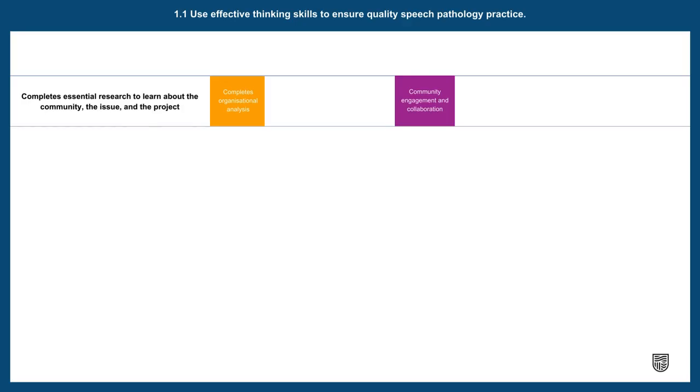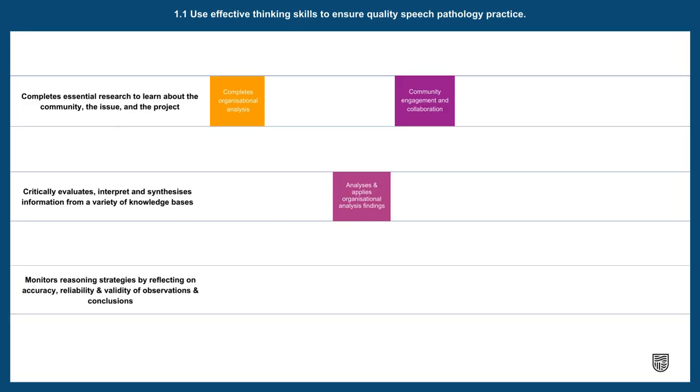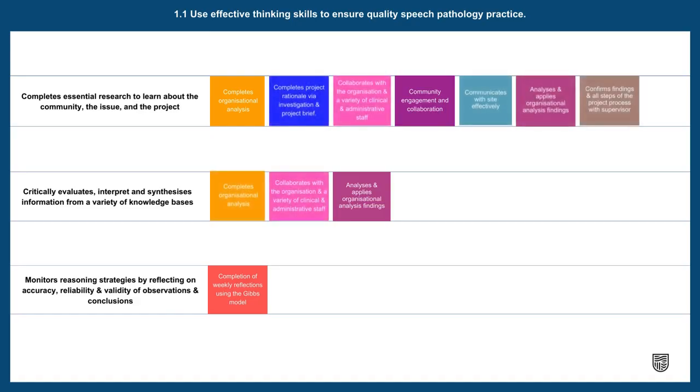The second action might be students critically evaluating, interpreting and synthesising information from a variety of knowledge bases. So this would include analysing the findings of the organisational analysis. A third action might be students monitoring their reasoning strategies by reflecting on the accuracy, reliability and validity of observations and conclusions. This can be achieved through the completion of their weekly reflections.